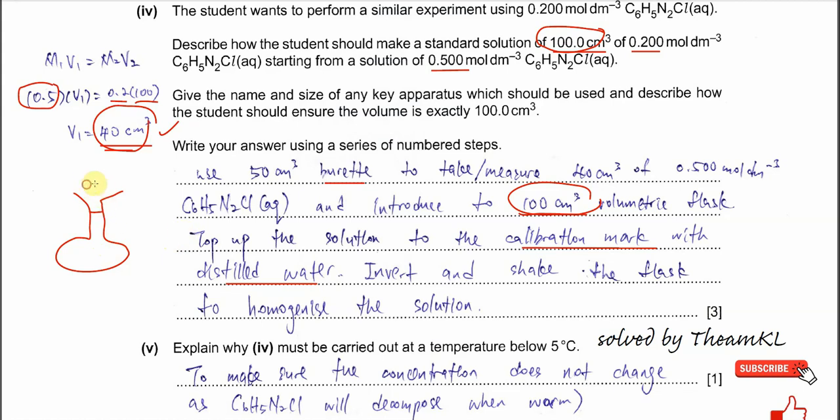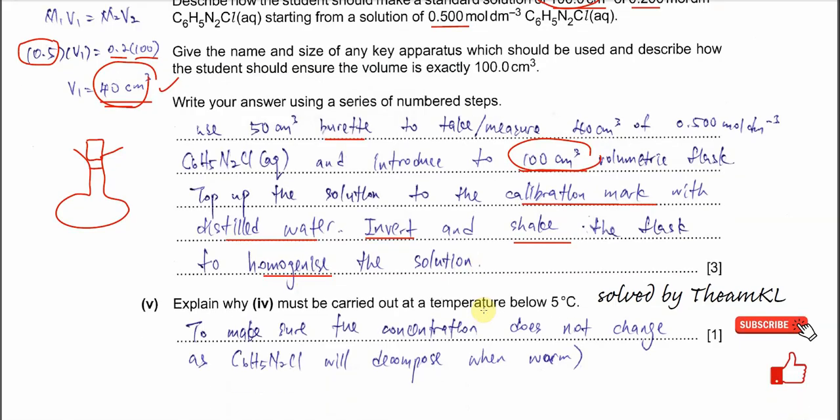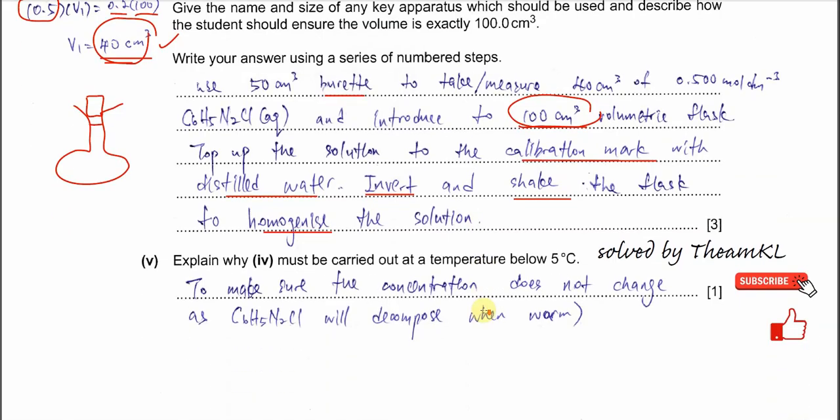After that, we put the stopper on, then invert and shake the flask. Why? Because we want to homogenize the solution. Invert and shake the flask to homogenize the solution. So this is the full preparation of the standard solution.